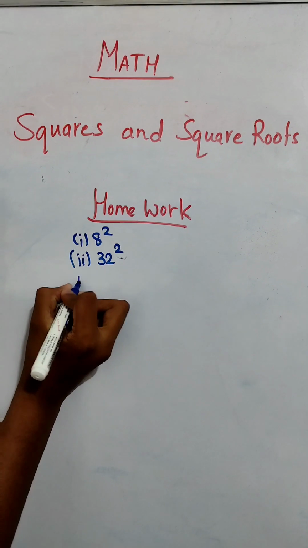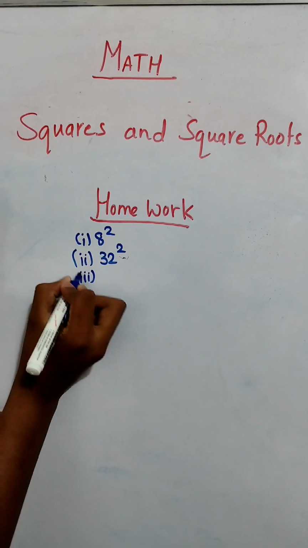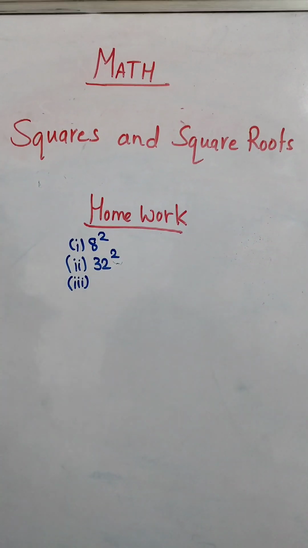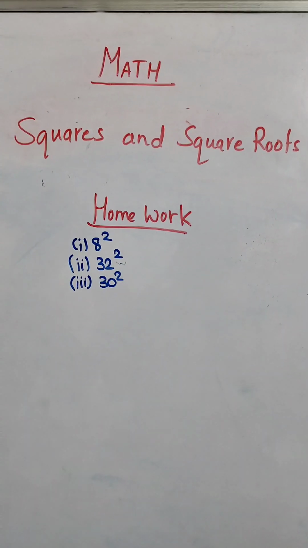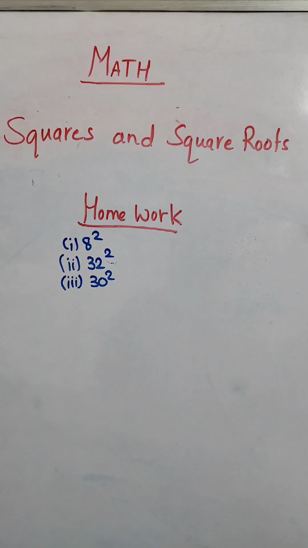Then a third one that I would like you to find, and a very easy one, will be 30 square.